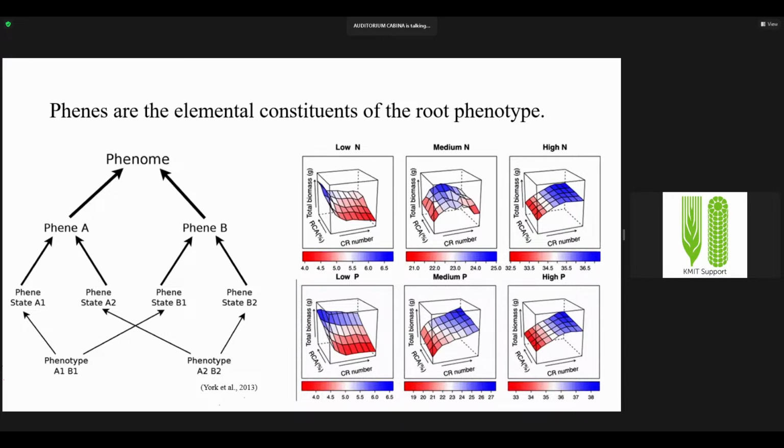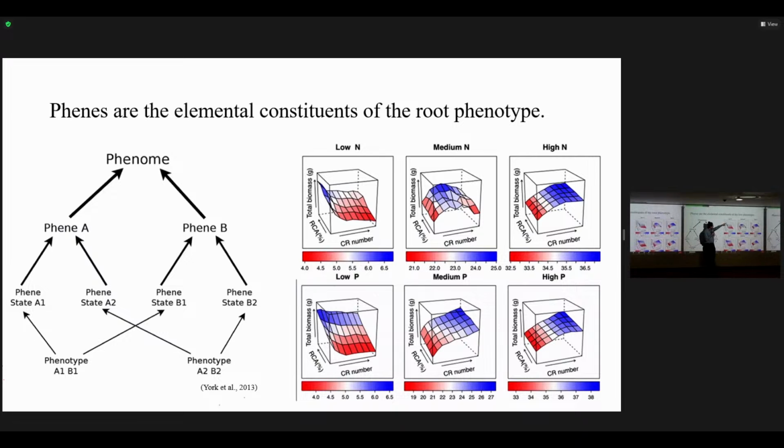And we can see that under high nitrogen conditions, optimal conditions, having a higher number of roots and any amount of root cortical aerenchyma is good, or beneficial for the plant. However, if we change to a condition with low nitrogen, now we see that having fewer crown roots is better, and also having increased root cortical aerenchyma is better. So this is telling us that the combination of Phenes is going to affect plant performance in different environments. And these are just two Phenes.